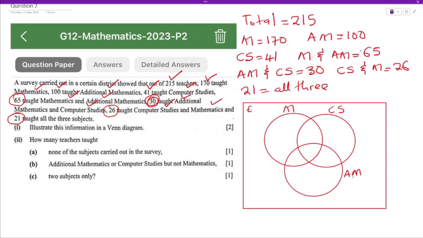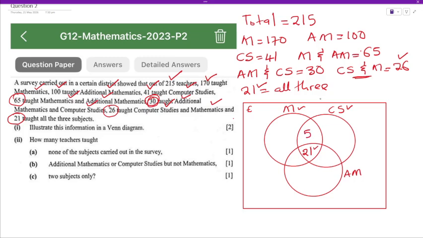Remember we said you always start from the center. So which guys are going at the center? It's these guys that taught all 3. So here right at the center we have our 21. Then we go to the intersections. This intersection is for math and computer studies. How do you find the value to plug in there? We look for that information. Math and computer studies total should be 26. We already have 21 at the center. So 26 minus 21 gives us a 5. So the 5 is going to come here.